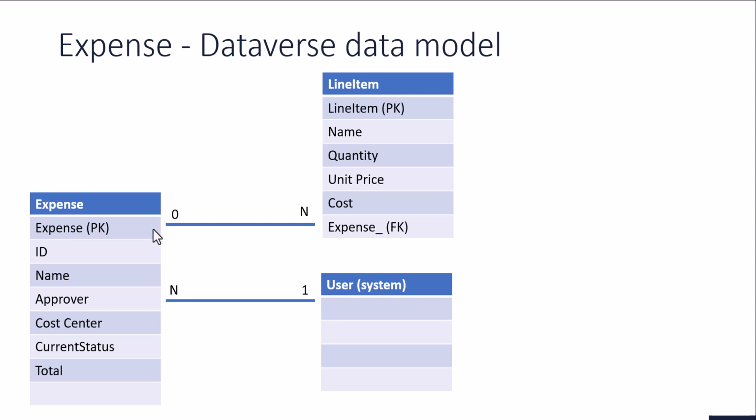Now I would like to create something a bit more complex, a function that interacts with the database. I have a Dataverse database with two tables, expense and line item, and each expense is made of several line items. That means in the line item table, I have a foreign key that points to the corresponding expense. And in the same line item table, I have a cost column. What I want is to be able to calculate the total cost of one specific expense, so I would like to create a function that does that.